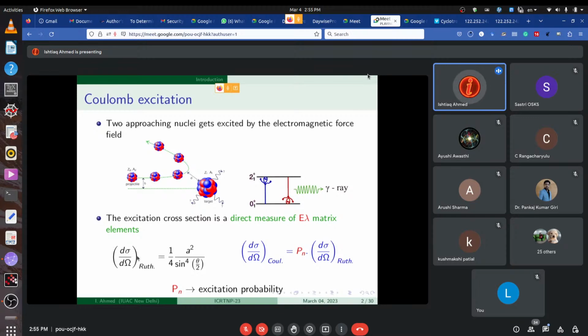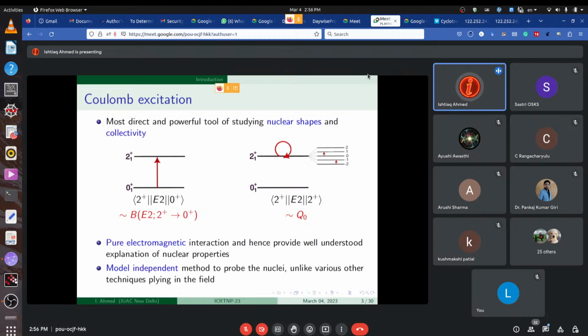Here I show the usual Rutherford cross section, as you know, from the elastic scattering. This is very well known, and for the Coulomb excitation differential cross section, the Rutherford cross section will be multiplied by another term, Pn, which is nothing but the excitation probability.